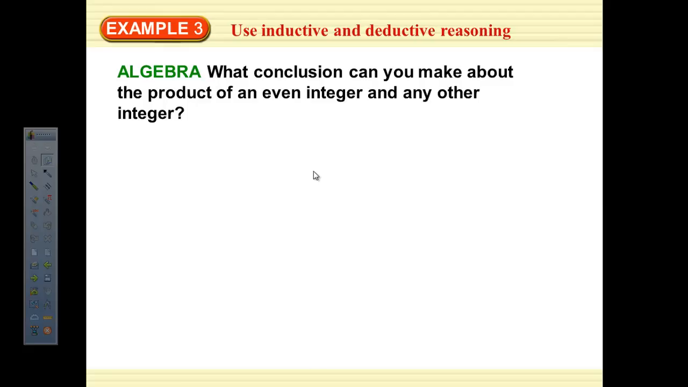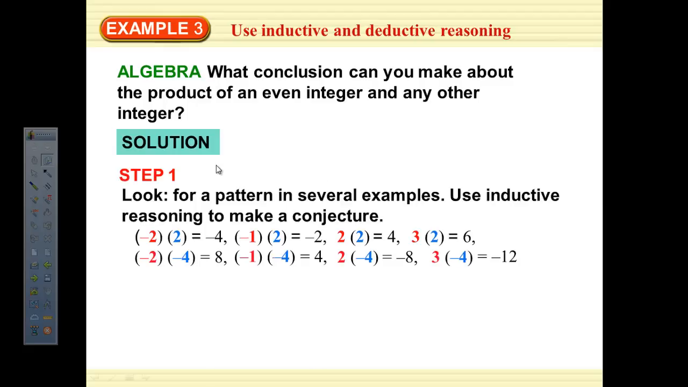So this is what they do here. And if we look, when we multiply -2 times 2, we get a -4. -2 times -4, we get 8. -1 times 2 gives me a -2. -1 times -4 gives me 4, etc. So we just keep trying it until we see some sort of pattern. And that's what inductive reasoning is.